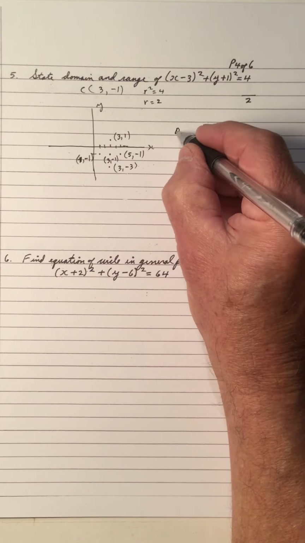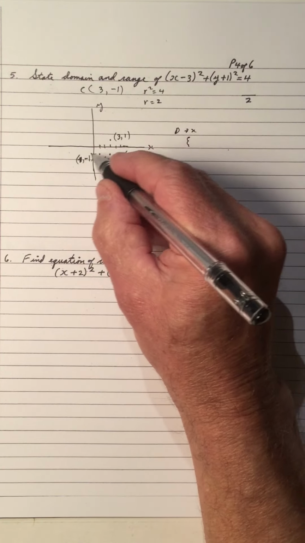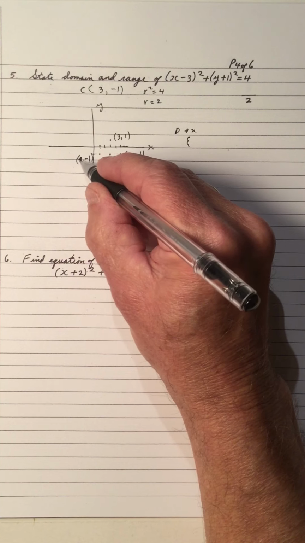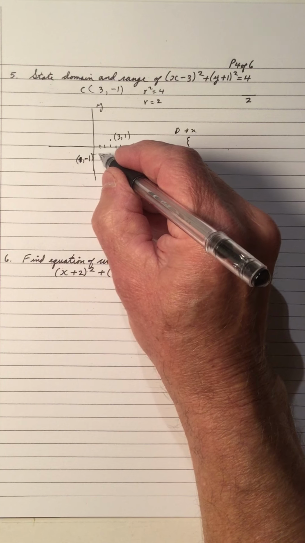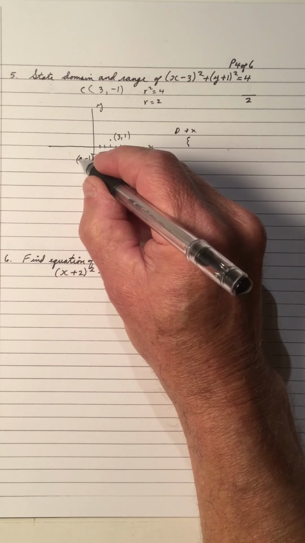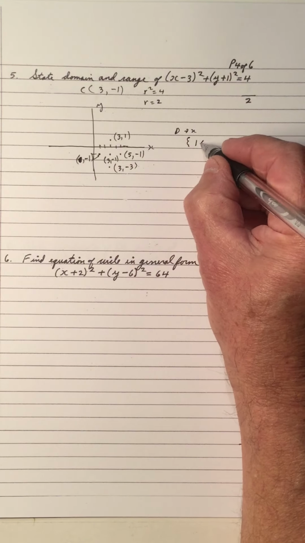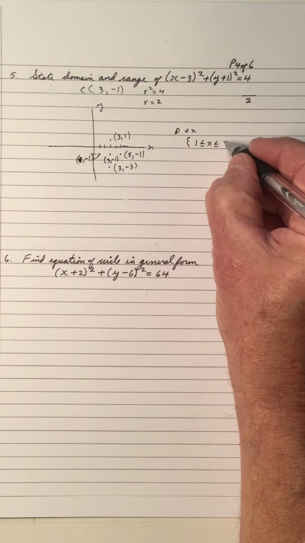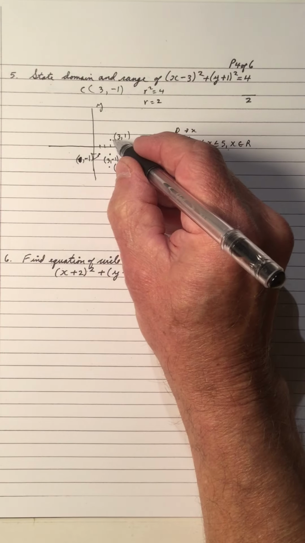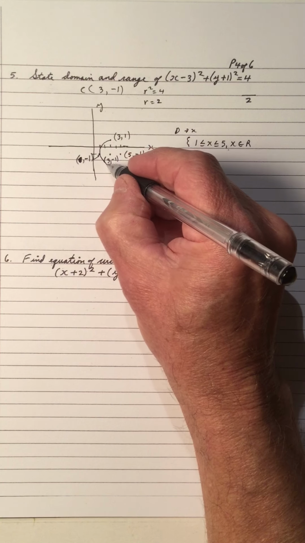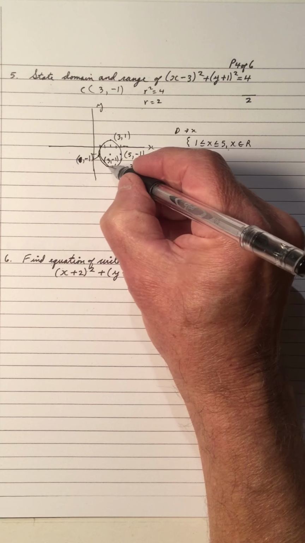Now the domain, which I call D, is the x's. So the domain is the x's go from, and this is the one we're looking at right here, from 1 to 5. So 1 is less than or equal to x, less than or equal to 5, where x belongs to the reals. That means the graph, if I draw a graph like this, is a rough sketch, you know.